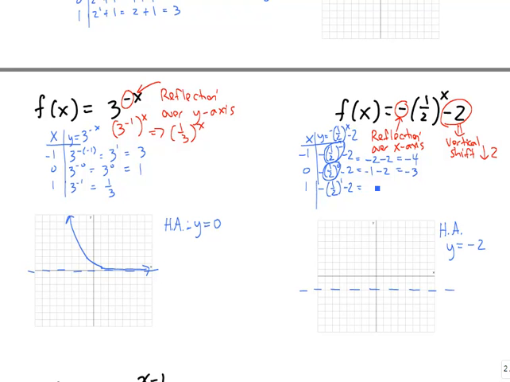And finally, if I plug in 1, 1/2 to the 1 stays a 1/2. There's a minus in front of that, and that -2 on the side, so -1/2 minus 2 is going to be -2.5. So now we have our 3 points that we can plot: (-1, -4), (0, -3), and (1, -2.5).